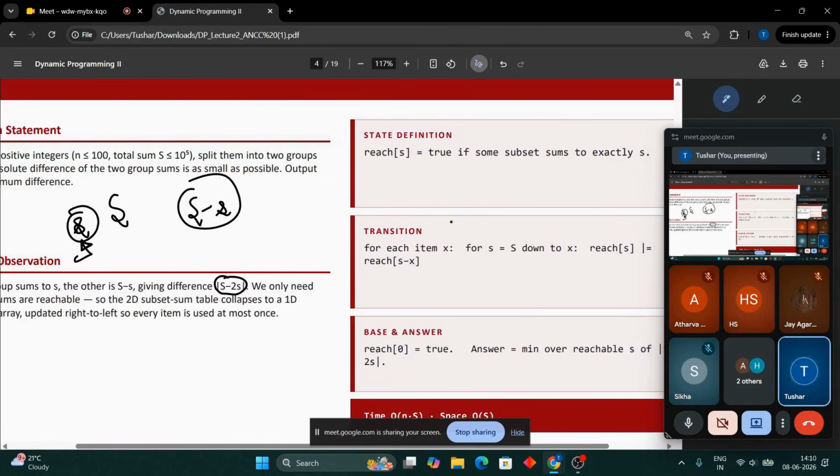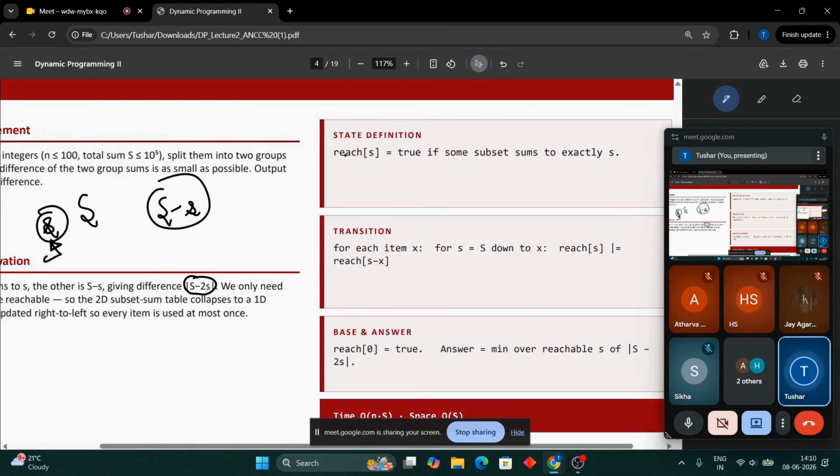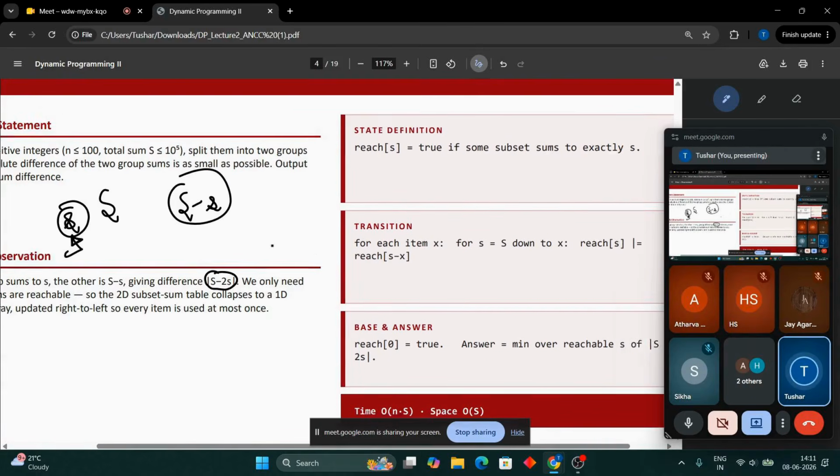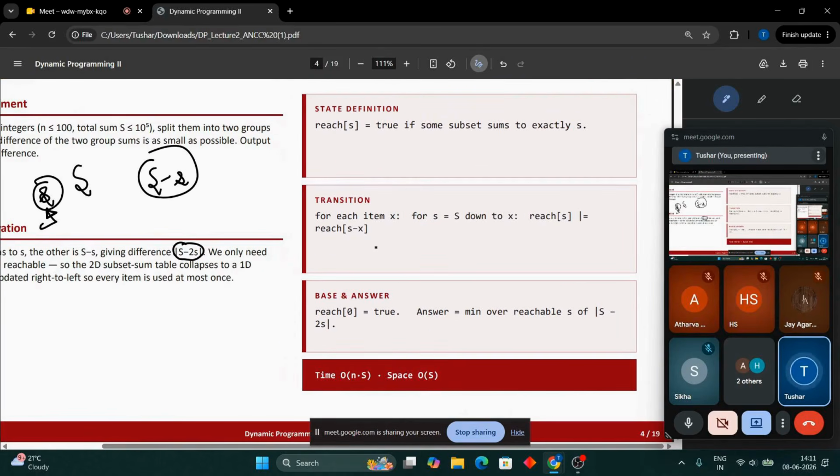So we can just calculate which s are achievable. We can define our state to be a Boolean state: whether a sum is achievable or not, whether there exists some subset that sums exactly to s. And how will we do that? We'll do that in a knapsack way. We'll also see the knapsack problem later.